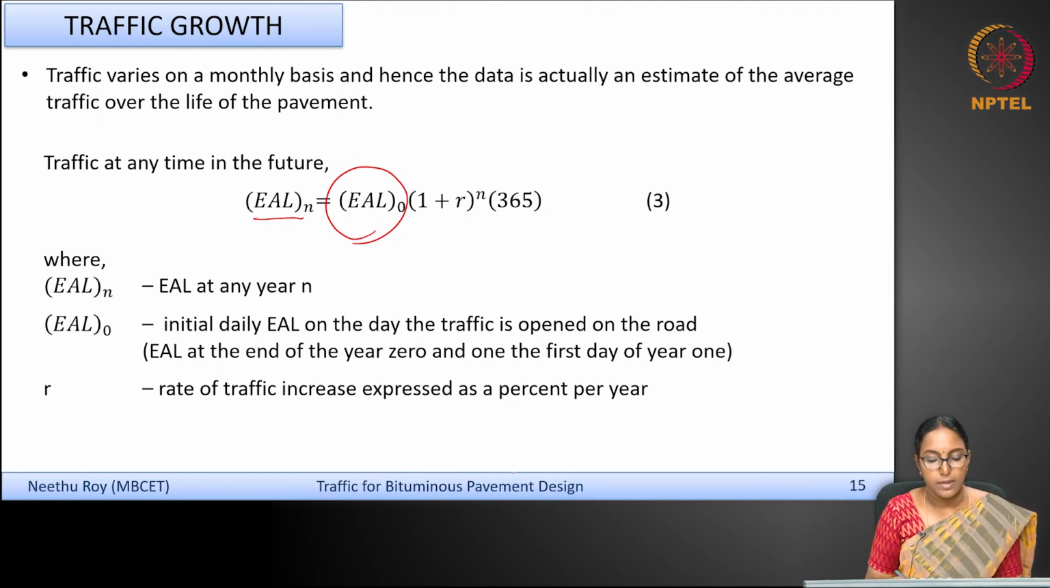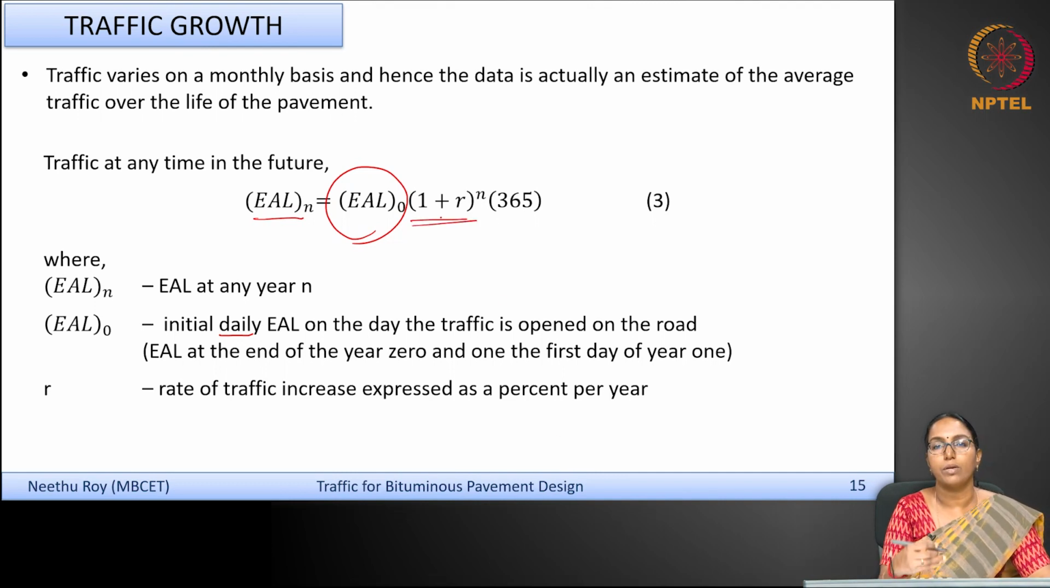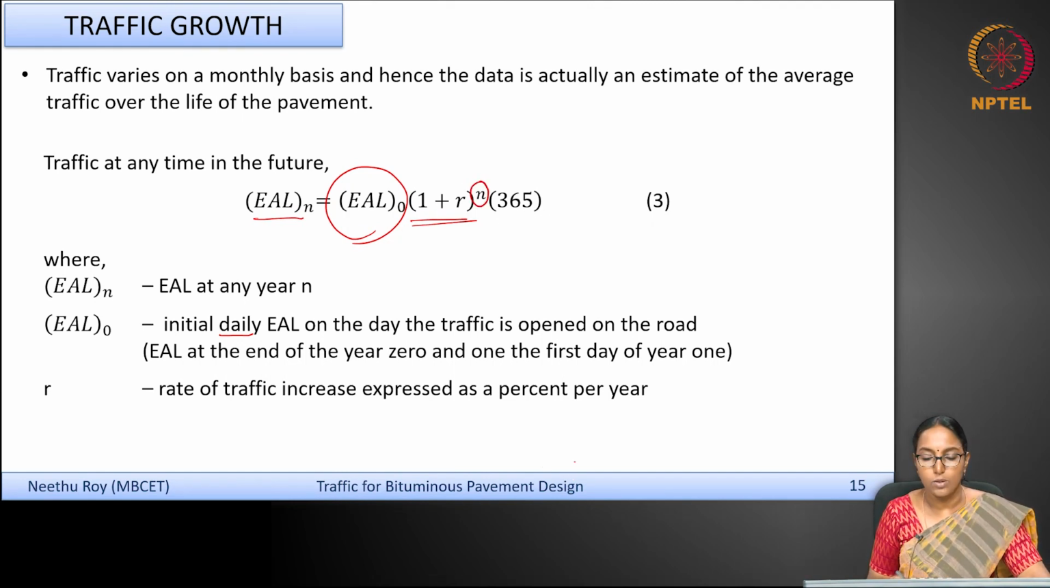Now EAL0 here is the initial daily traffic, on the day the road is opened to traffic, or you can consider that it is at the end of the 0th year, or at the starting of the first year. So that is the traffic in the 0th period. The factor (1 plus R) raised to n is how you can project it to a future year, after n years, and R is the growth rate. Now why 365? Because this data is given per day. So multiplying with 365 will give you the traffic in a future year, so you get yearly traffic.